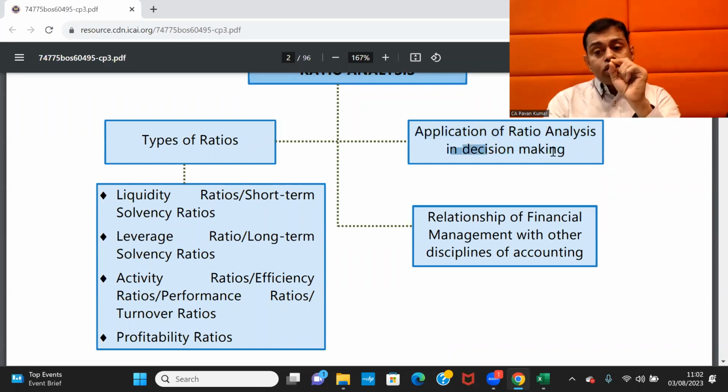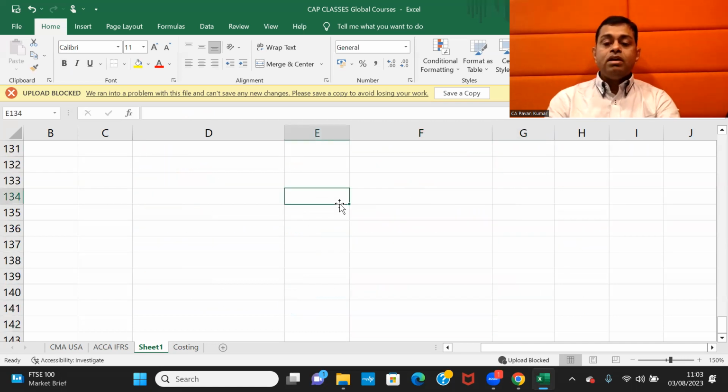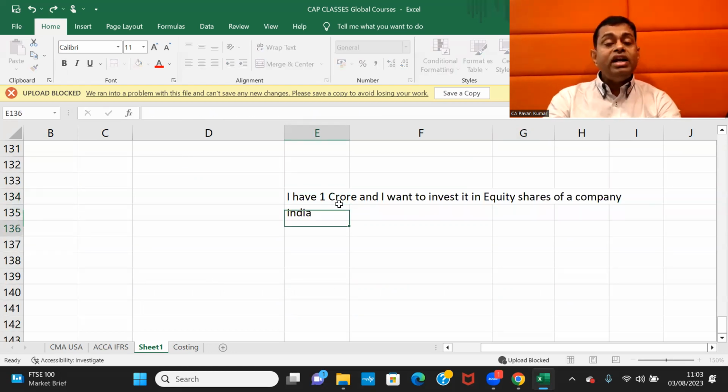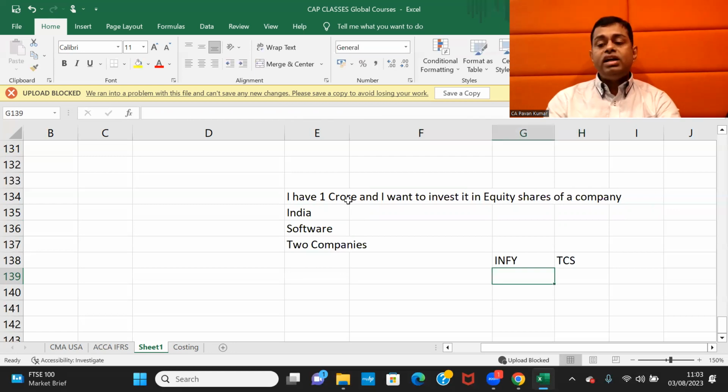So in making so and so decisions, can we use ratio analysis? For example, investment decisions, where to invest. Look here. For example, I have 2 options. I have 1 crore and I want to invest it in equity shares of a company, and I have identified India as my market, and I have identified software. So I have identified 2 companies. This is Infosys, this is TCS.